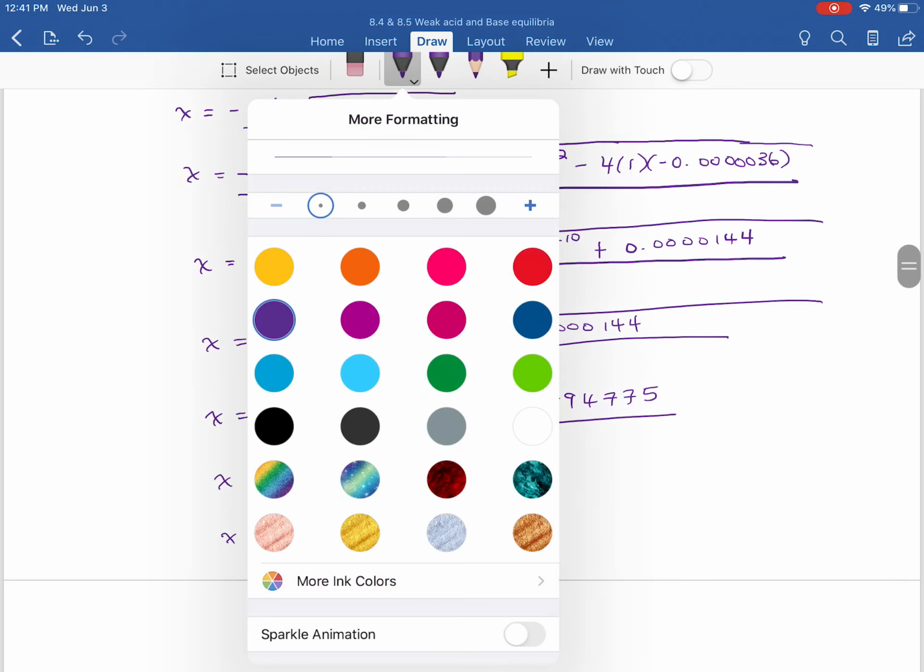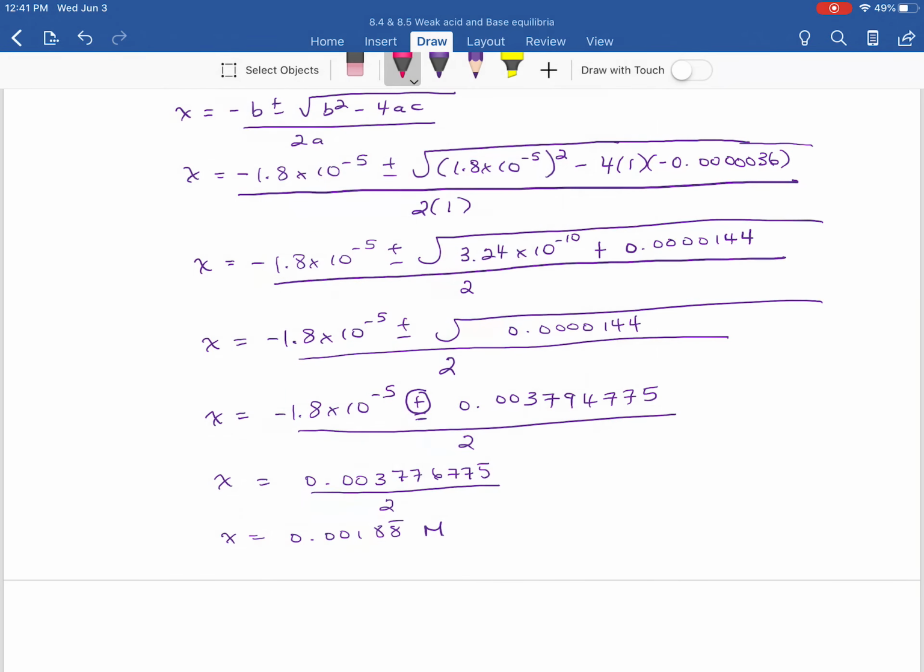Therefore, the concentration of H plus equals x, which equals 0.00188 moles per liter. And how many sig figs do we go to? We're only going to 2, so let me fix that. 0.0019 moles per liter. Now there was another little part of the question. I can squish it in right here.